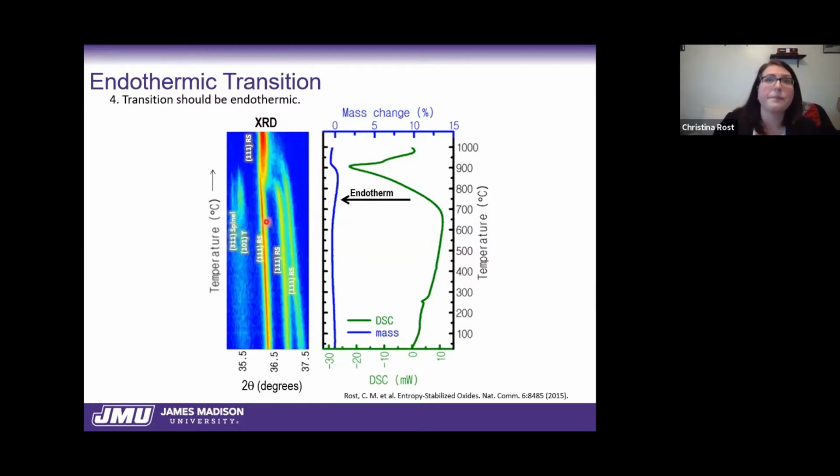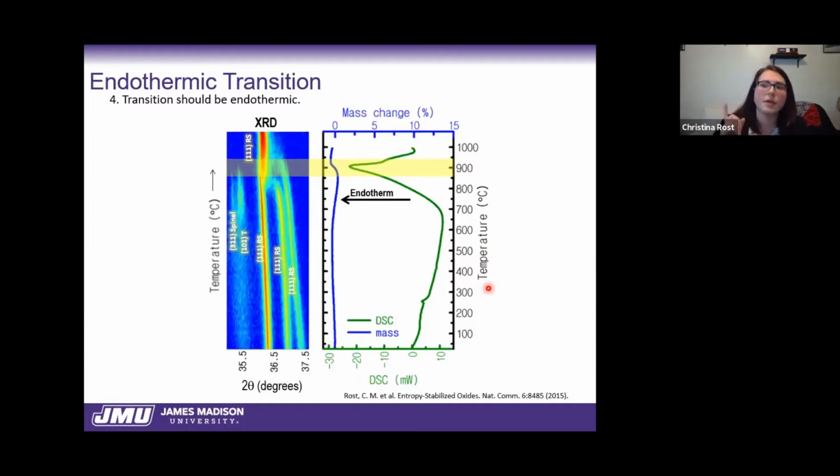rock salt peak. Compared to that, we did differential scanning calorimetry. And what we found is that there's an endothermic transition right at the point where we go to a single phase rock salt structure. So through our 4 thought experiment criteria and how we experimentally showed it, we can say with some level of confidence that this system is actually entropically stabilized.